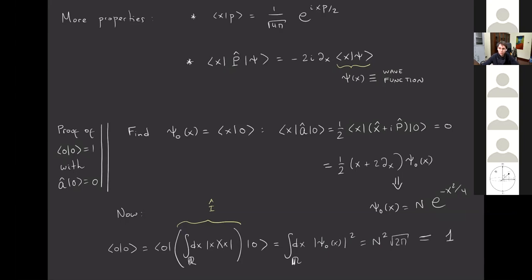which means that we can set to 1 the inner product, so the norm of the vacuum state, if we choose the normalization constant N to be one over 2 pi to the 1/4, okay? So this shows that we can normalize the ground state of the oscillator.